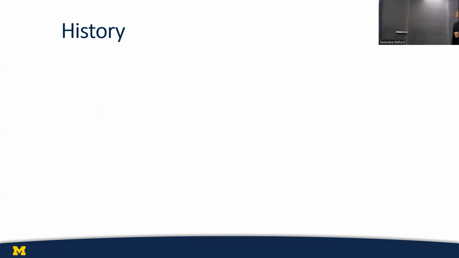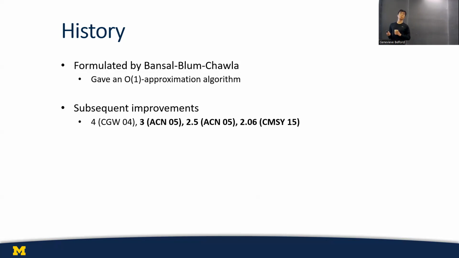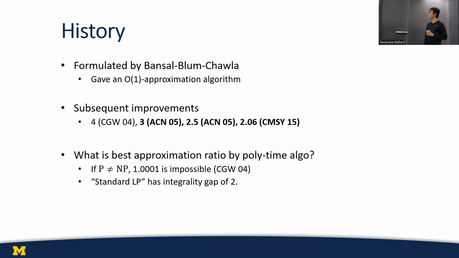But what's the history of this problem? It was first studied by Bansal, Blum, and Chawla, and the original work already gave a constant approximation, which is nice. But somehow people cared about improving approximation ratios for this problem. It was improved quite soon after, to 4, 3, 2.5, 2.06. That was the state of the art until a couple of years ago. 2.06 is good, but from the lower bound side, people knew that 1.0001 is impossible.